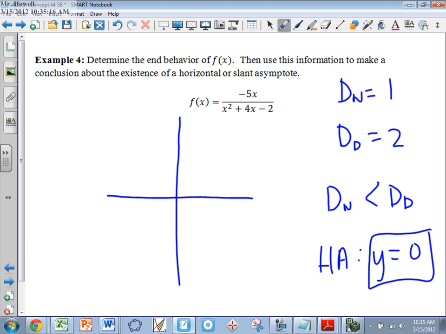Because the denominator degree happened to be bigger than the numerator, or because the numerator happened to be less than the denominator. Okay, that's our second case.